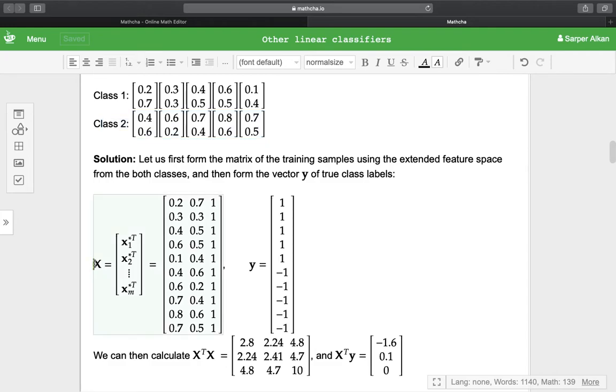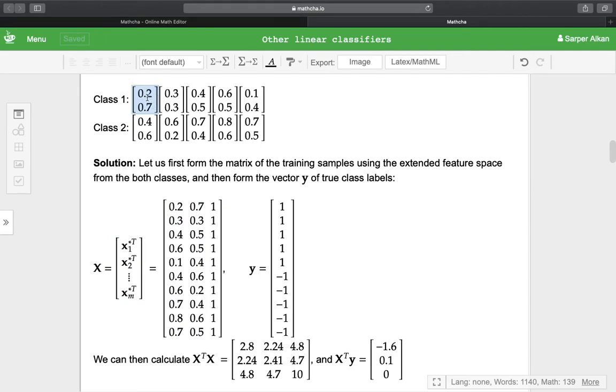So let us first create the feature matrix X. For that purpose, we just take this feature vector, write it like this, and as a last column we type 1, because we will be multiplying this with the b parameter. As the second row we have this. As the third row we have this. And for the class labels, for class 1 we have +1, and for class 2 we have -1 as their class labels.